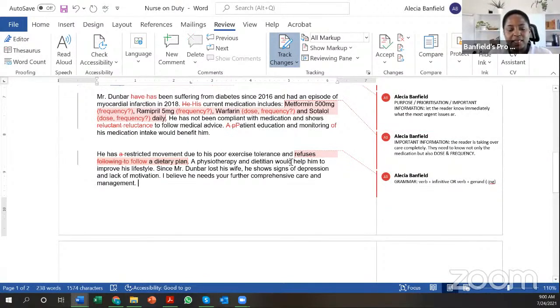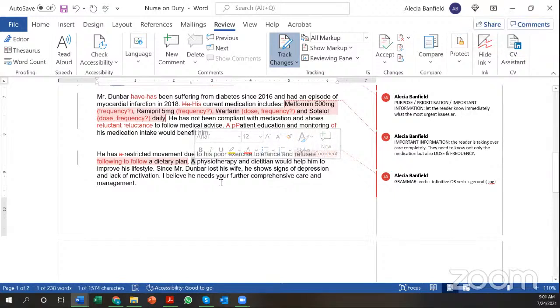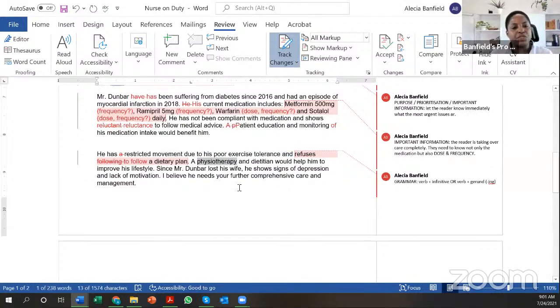So in this case, refuses takes the infinitive. If physiotherapy, I'm not going to say anything, I'm just going to highlight it. Clearly, you get it. So, but here's the thing. Let's look now. Physiotherapy. Is physiotherapy a person or a process?